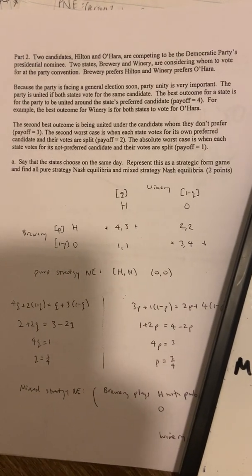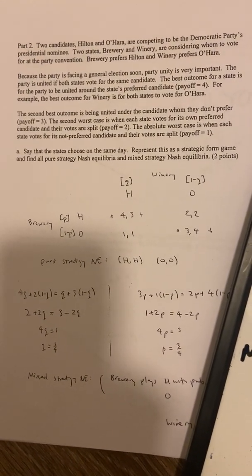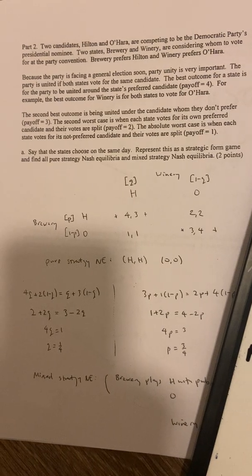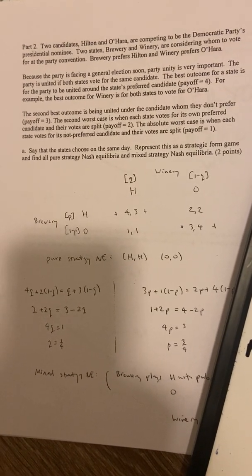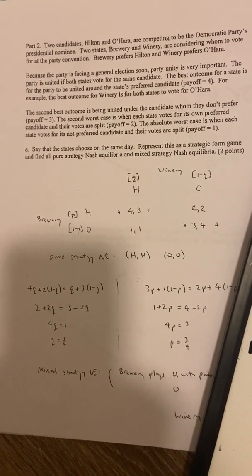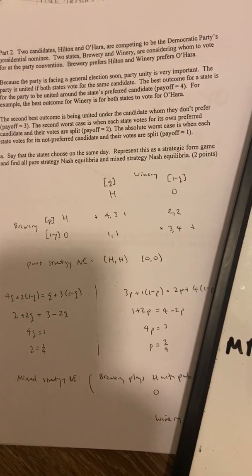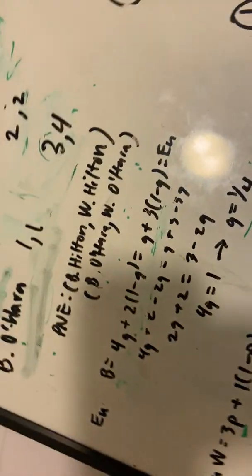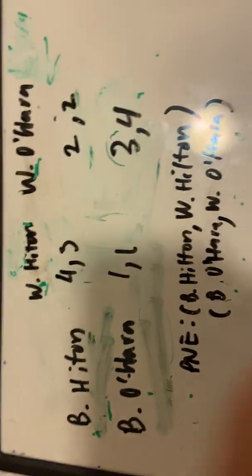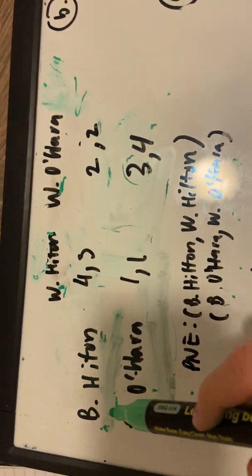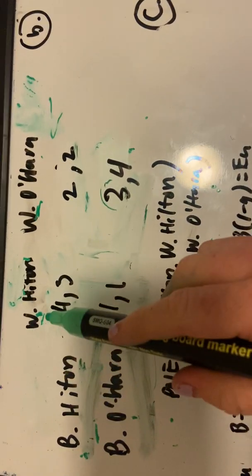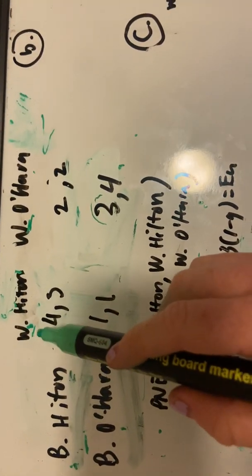Part 2 of the 2008 final, section A, says that states choose on the same day. Represent this as a strategic form game and find all pure strategy Nash equilibrium and mixed strategy Nash equilibrium. So here is the strategic form game where B represents brewery and W represents the state winery.